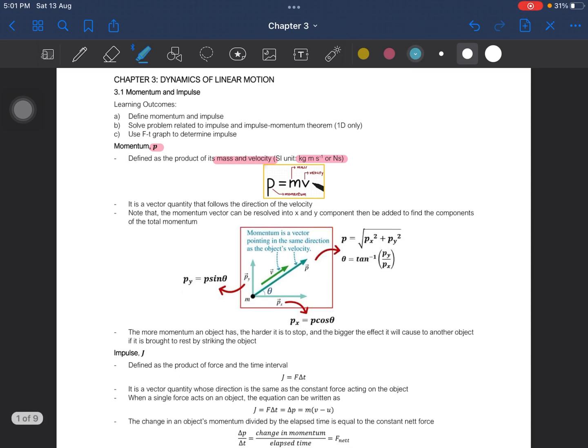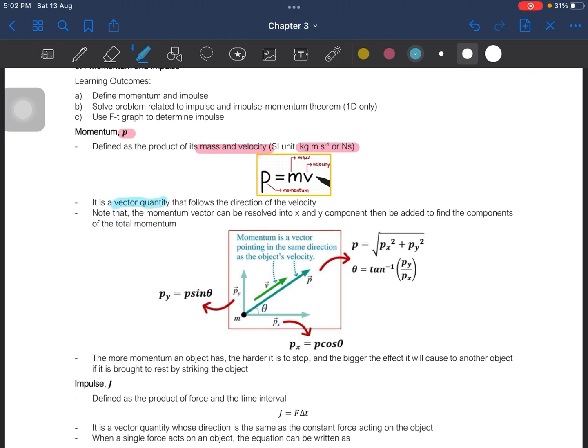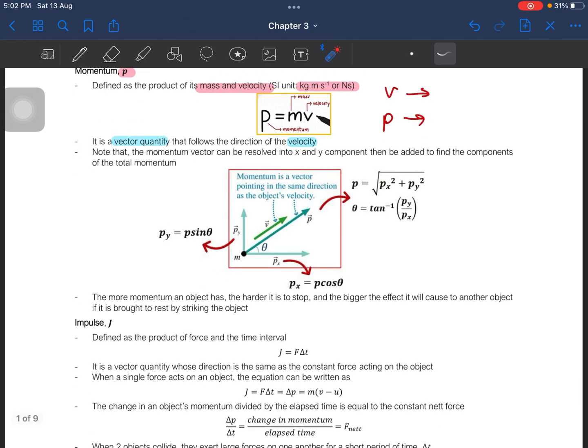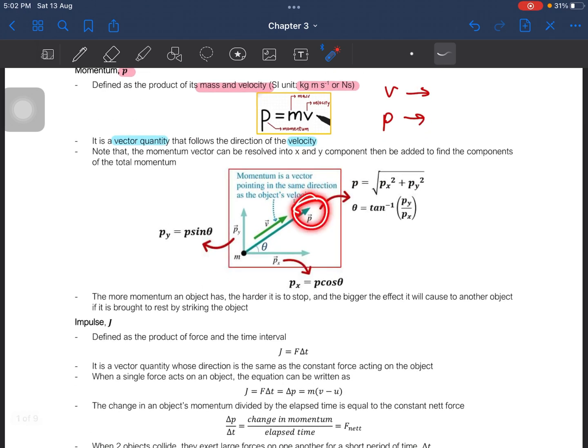Please remember that momentum is a vector quantity, so it has both magnitude and direction, and the direction follows the velocity. If the velocity is going to the right, the momentum would also be going to the right. Please note that the momentum vector can be resolved into its x and y components since it is a vector quantity. Also remember that the momentum has the same direction as the velocity. This is how you calculate the magnitude, and this is the direction.